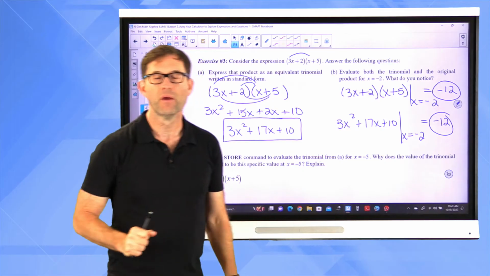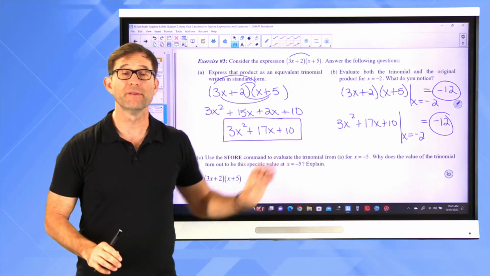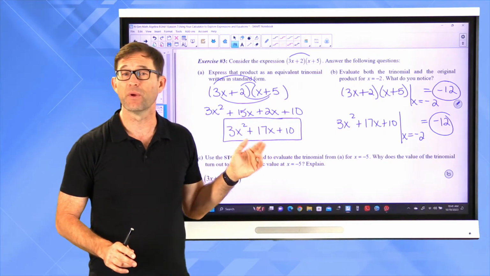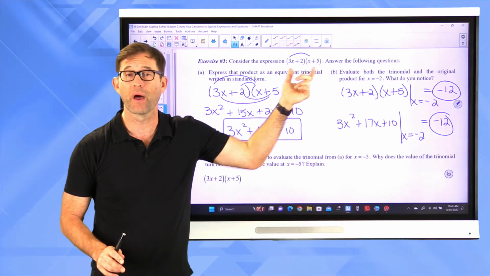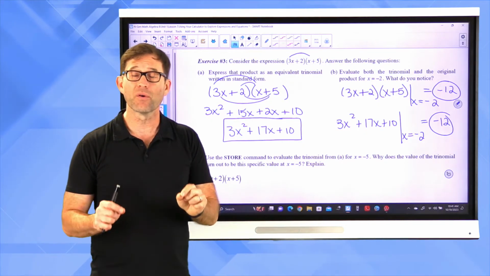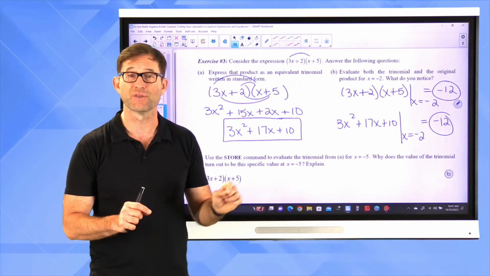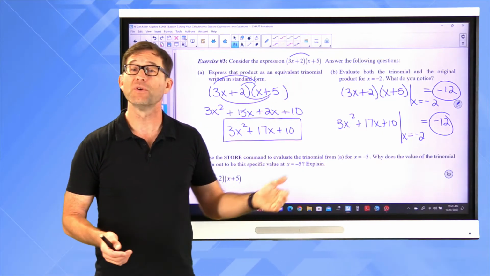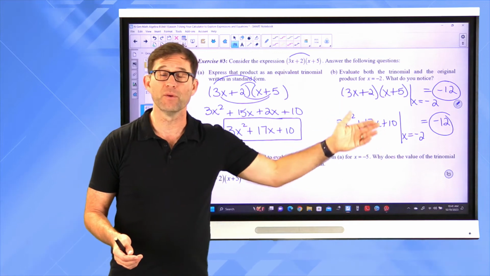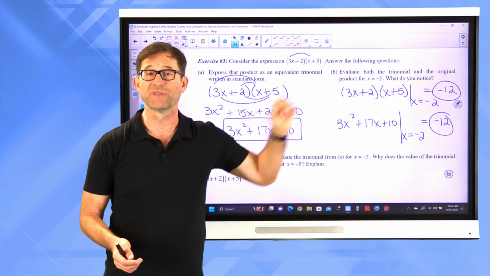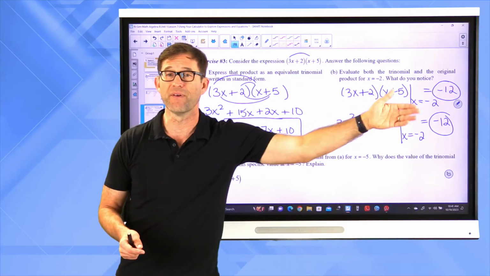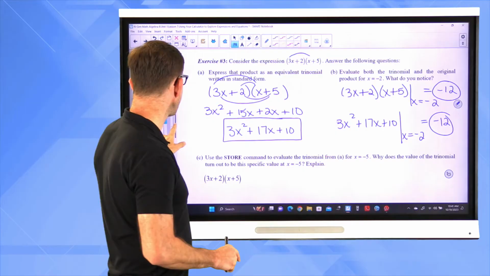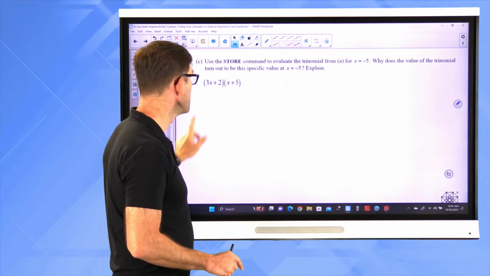Now, the whole purpose of letter B is to remind ourselves that when we do an algebraic manipulation like this, and we get this trinomial instead of this product, then what we're still getting are two equivalent expressions. This expression and this expression are equivalent to each other, which is why when I evaluate both of them using the store command and x equals negative 2, I'm getting the same value out at the end. All right, just a reminder of that. Anyway, let's keep the screen looking like this, and let's take a look at letter C.